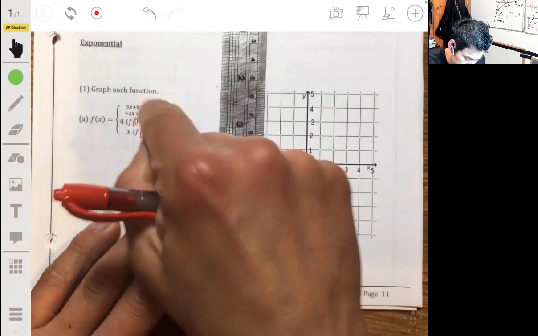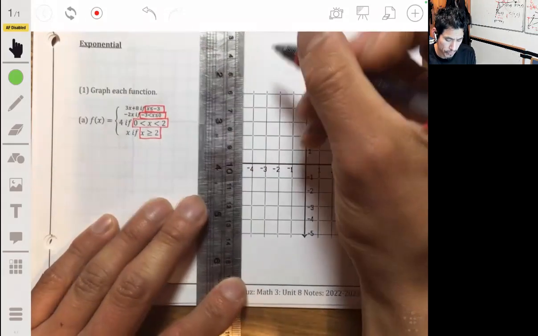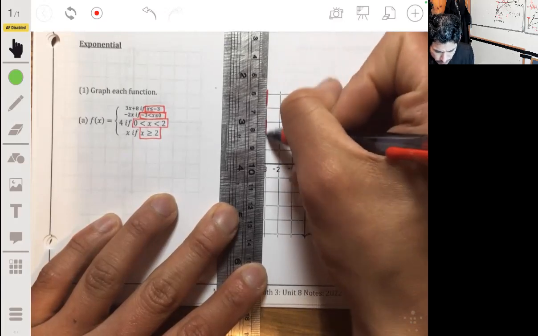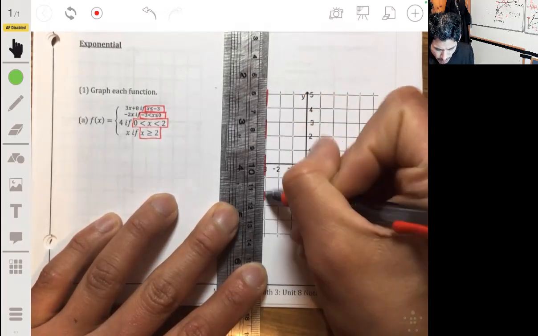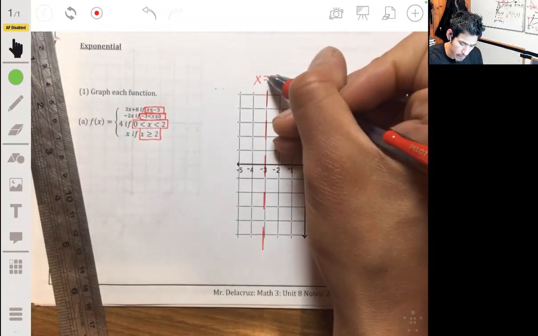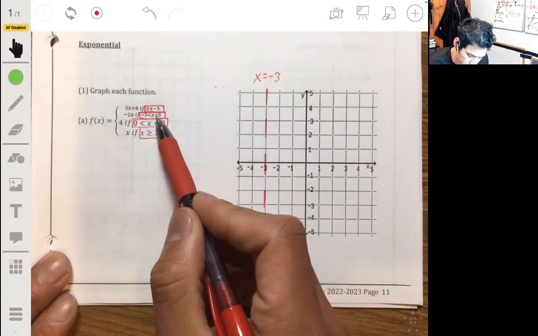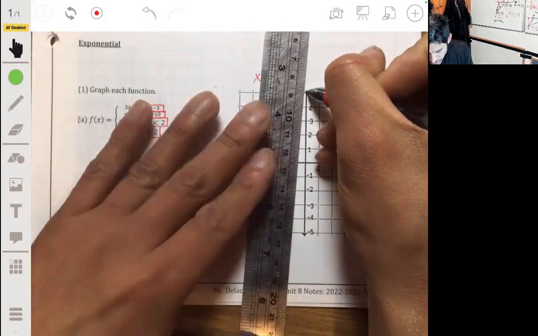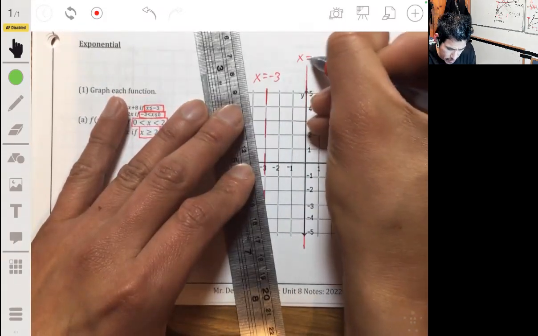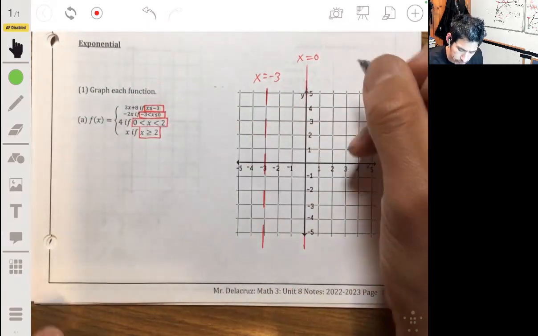So the first restriction is x is less than -3. So let's just draw a vertical dashed line through -3. X is -3. That's the first boundary line. Then next we have -3 to 0. So another one at the origin, along the y-axis. Can't really see it, but it's there. 0. And then the last one is at 2.